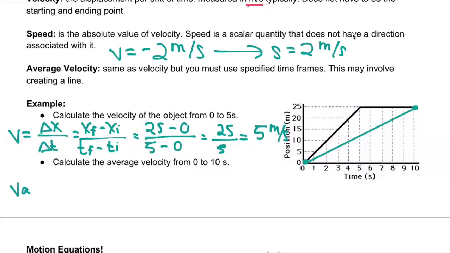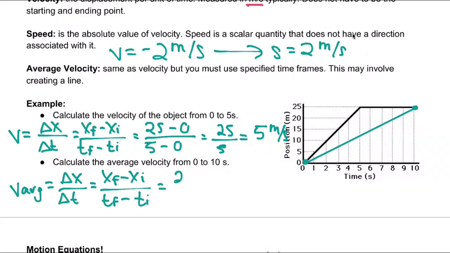So average velocity equals my change in position over my change in time. But I have to use the starting and ending points, or points that fall on this line. I always use the starting and ending points. So we're going to have xf minus xi over tf minus ti. This gives me 25 minus 0 over 10 minus 0, 25 divided by 10. What does that give me for my average velocity? 2.5 meters per second.